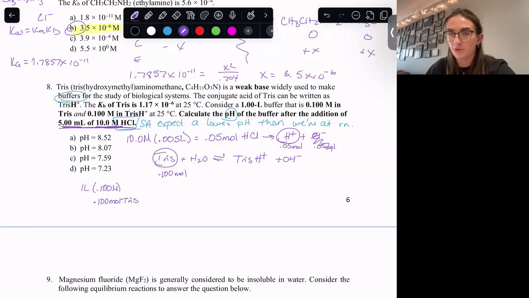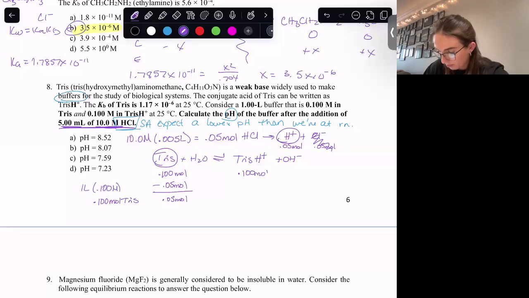So we're going to use up all of that H plus. So we're going to subtract 0.05 moles from this. So we get 0.05 moles of tris remaining, and that forms the tris H plus. We have 0.01 moles of tris H plus, and we're going to add 0.05 moles, right? Because everything is 1 to 1 to 1. So we end up with 0.15 moles of tris H plus.